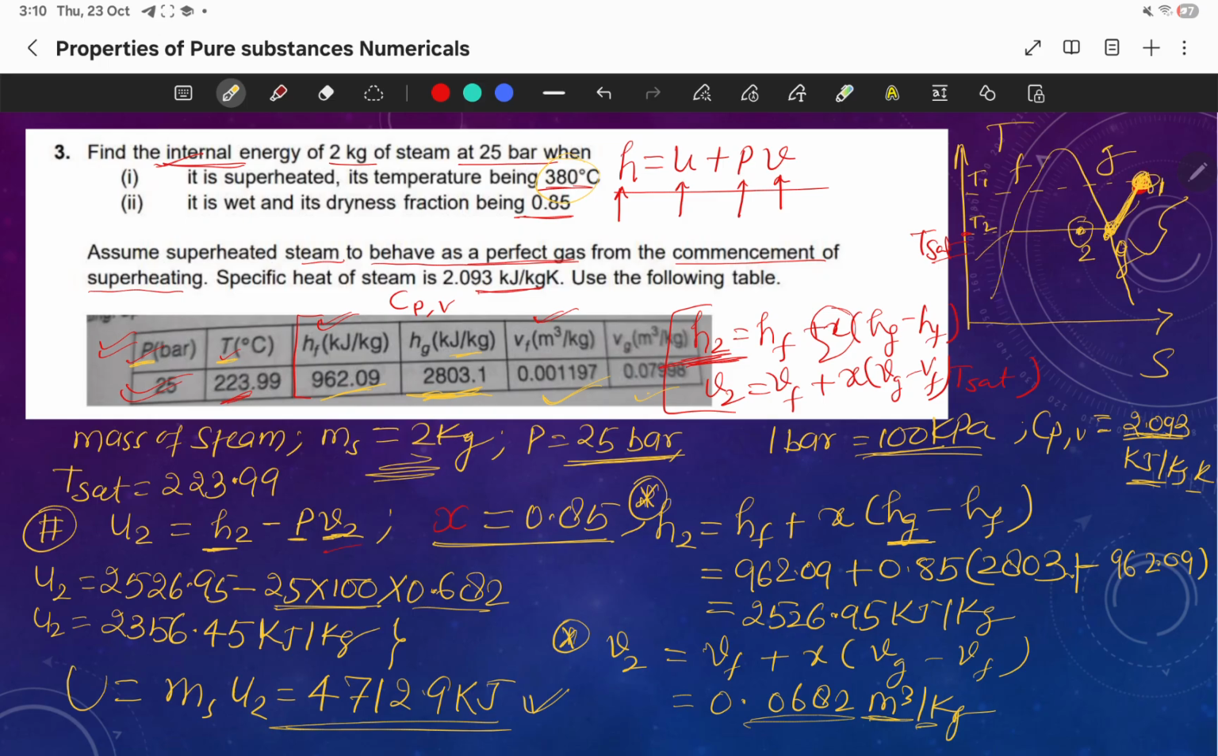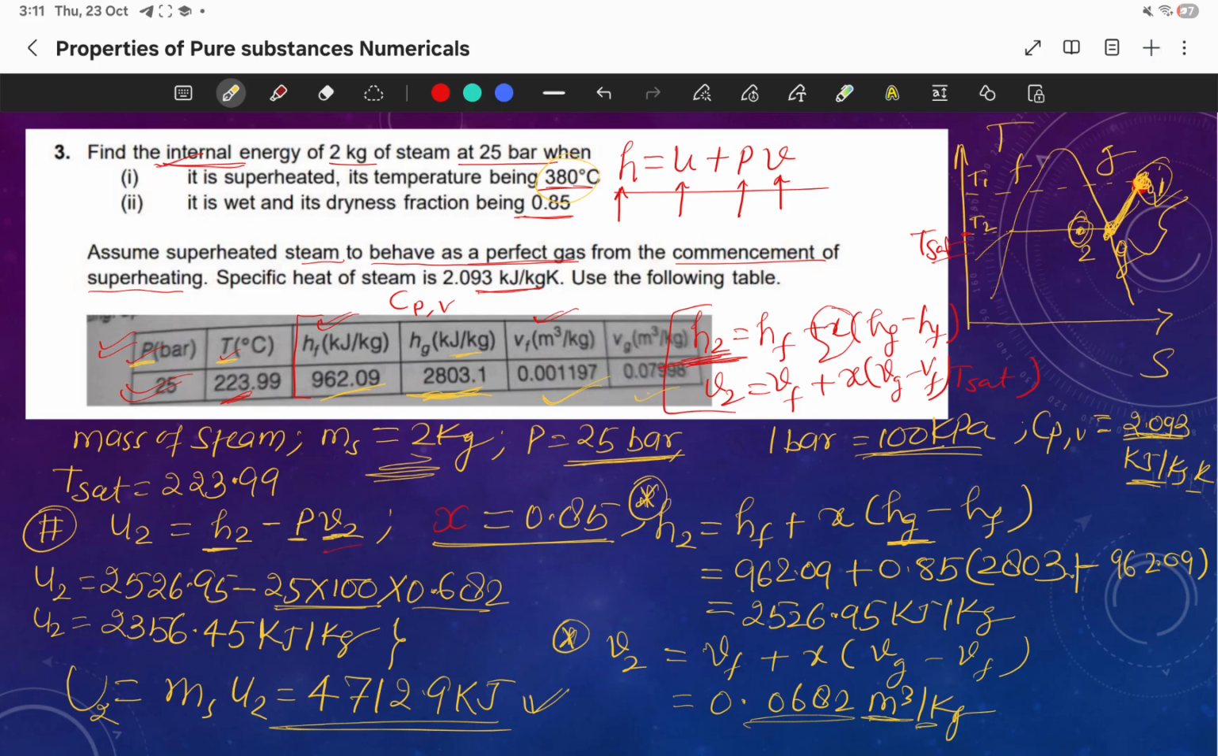Okay, so you can see here the internal energy is this much, and in the superheated region we got some internal energy, right? That is U1 and U2. You can check from your result that U1 will be very high, U1 will be higher than U2. Okay, because U1 is in the superheated region, it is in the vapor state. Okay, so this is all for question number 3.